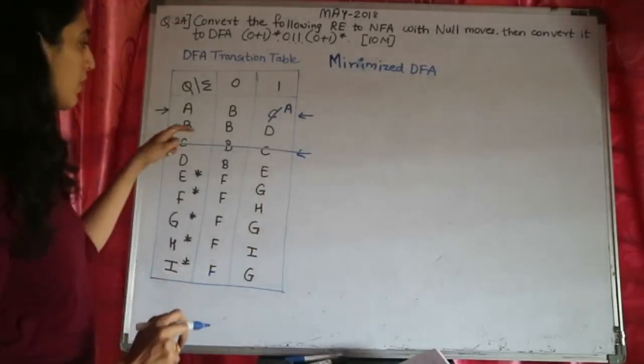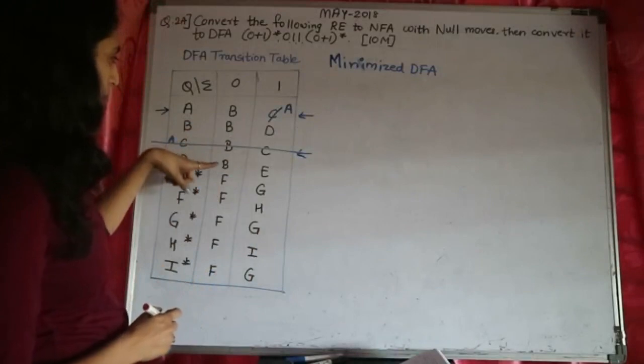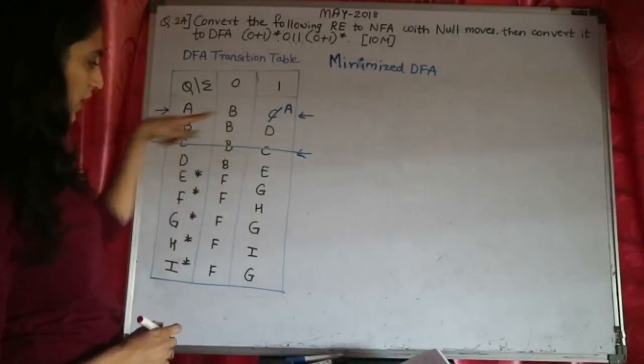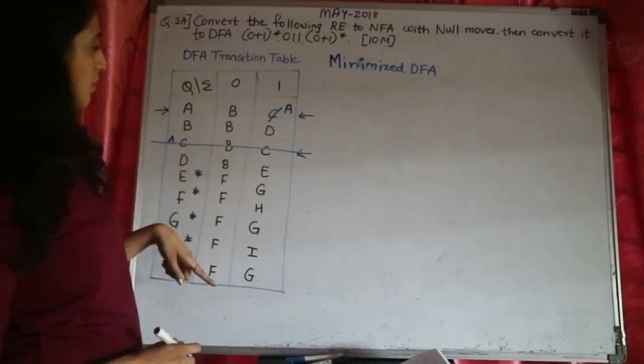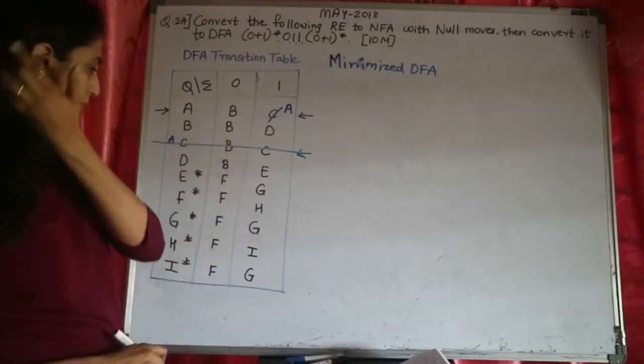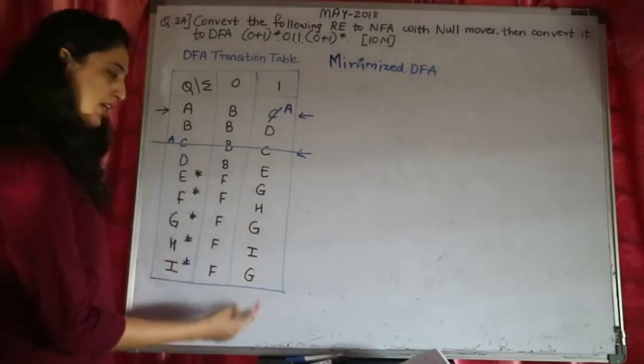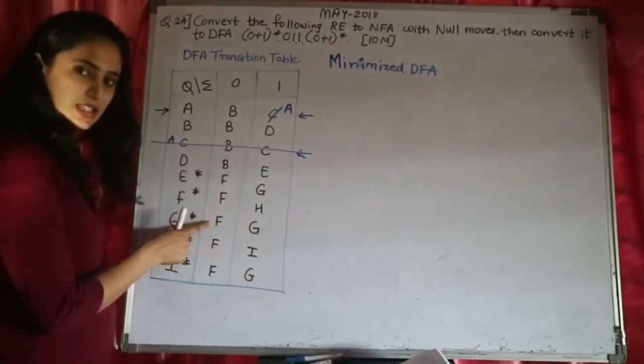Now next is BD. Similarly, we have this BD. Is BD repeated anywhere? No. Now we have BE. Is it repeated anywhere? No. Then we have FG. Is it repeated anywhere? Yes. FG is same as this FG.